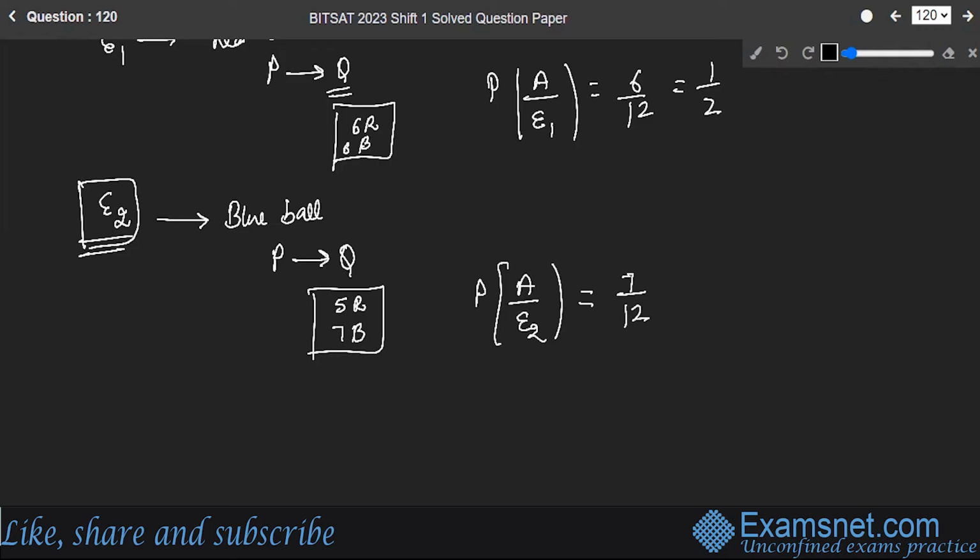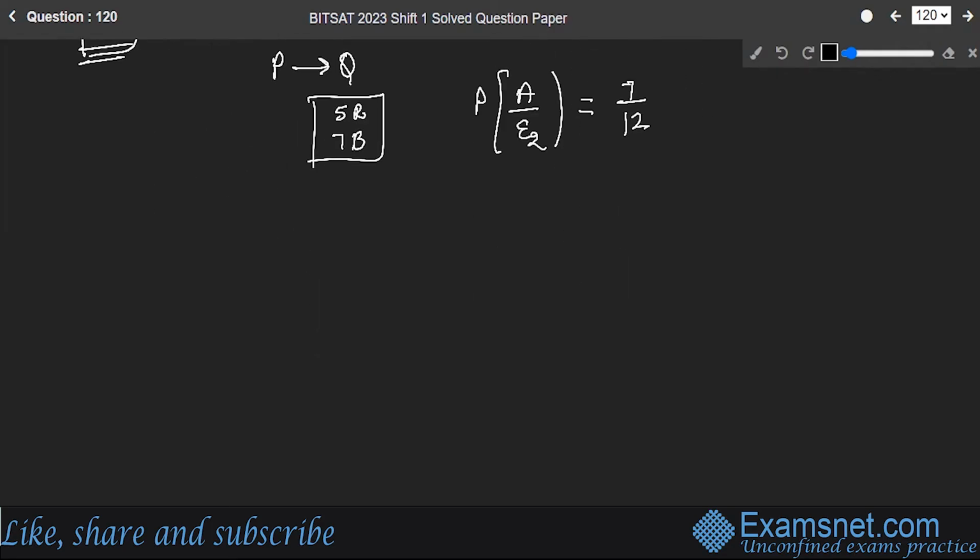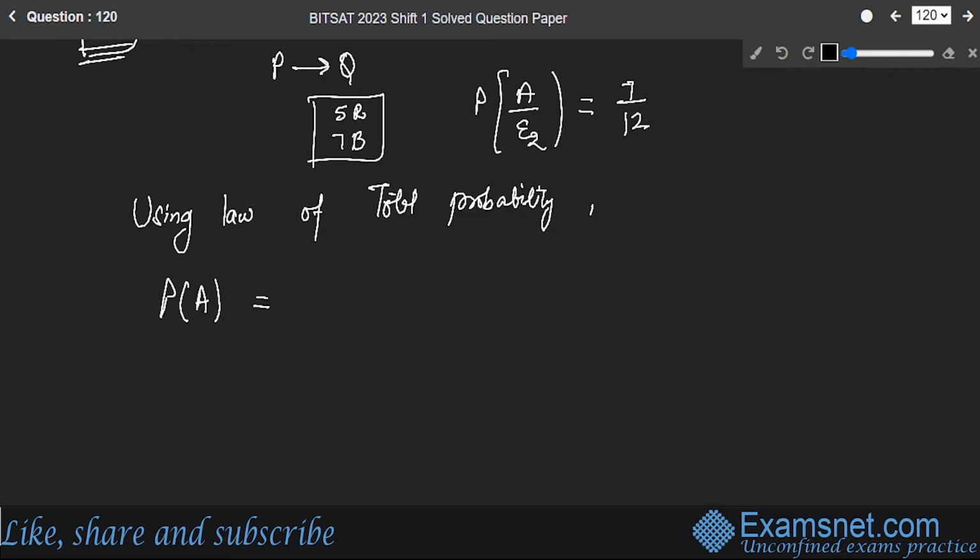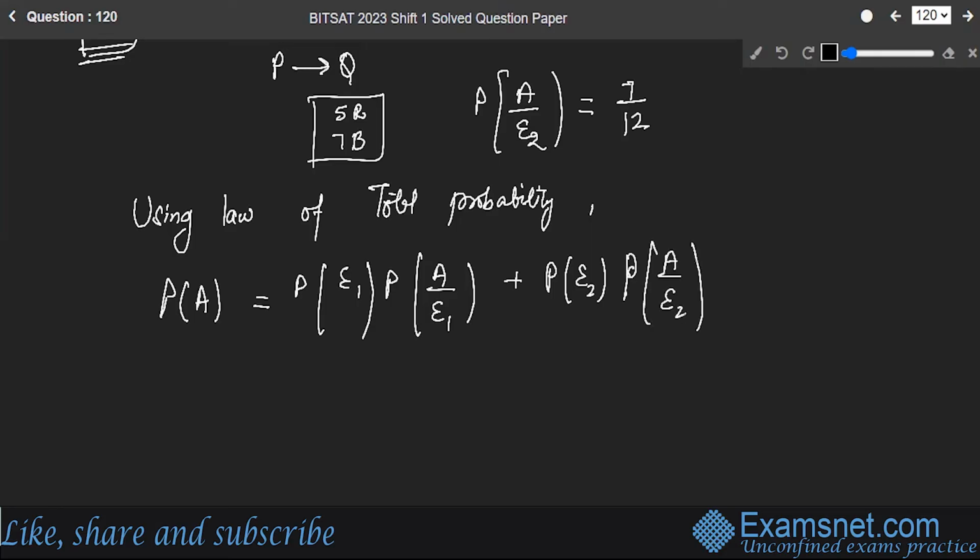Right? Now, by using the law of total probability, you will get P(A), that is, the probability of event A to happen, the probability of withdrawing a blue ball from Q bag, is equal to probability of E1 into probability of A upon E1, plus probability of E2 into probability of A upon E2.